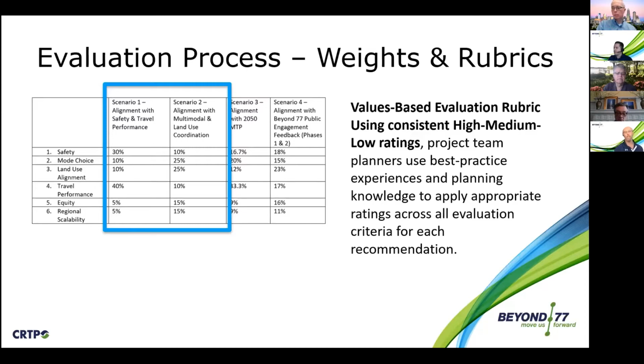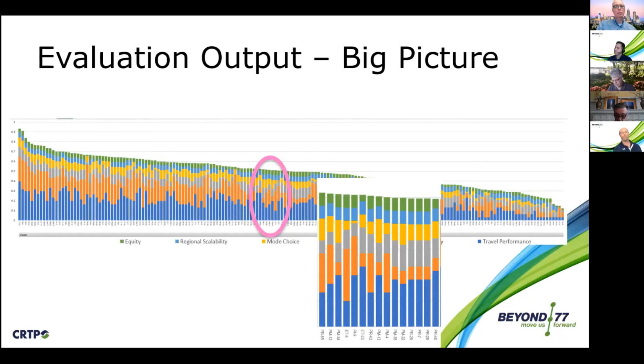And when we're looking at the rubric scale, several of you in the steering committee had the opportunity to review the rubric scale back in January. It is a values-based or valuation rubric, which uses a consistent high, medium, and low rating system where the project team planners use their best practice experiences and planning knowledge to apply appropriate ratings across all evaluation criteria for each individual line item. Just from the big picture perspective, what you see on the screen is kind of the output from our decision criteria structure.